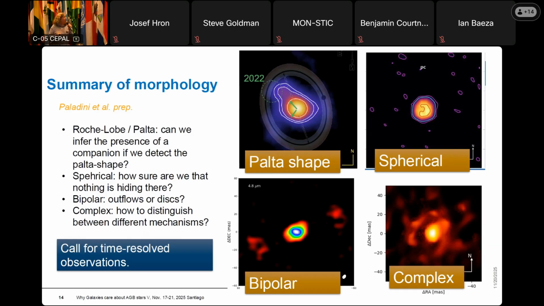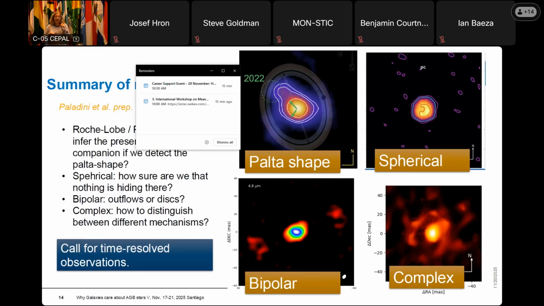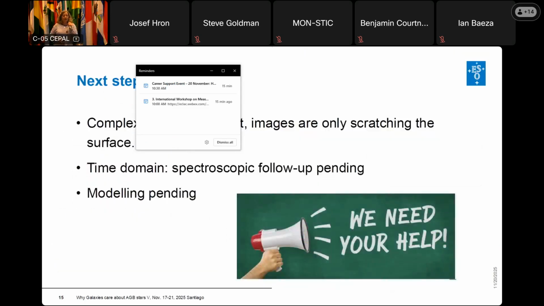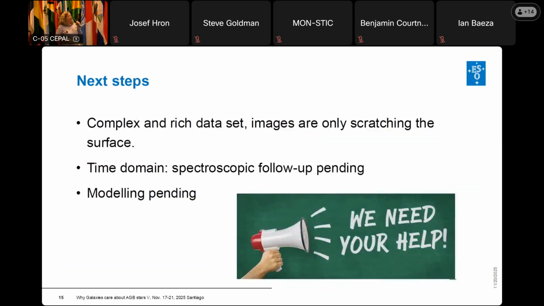The question is, I think that we have to go back or push more for the time resolved data. Because lately we keep getting one picture of things, one picture with ALMA, one picture with VLTI, but I think it's time that we go back to the time resolved data. As I was mentioning, this is a very complex and rich data set. We are just scratching the surface of it. It would be nice to have more time domain resolved spectroscopic observation to try to get the binary solutions when possible, and we have modeling pending.